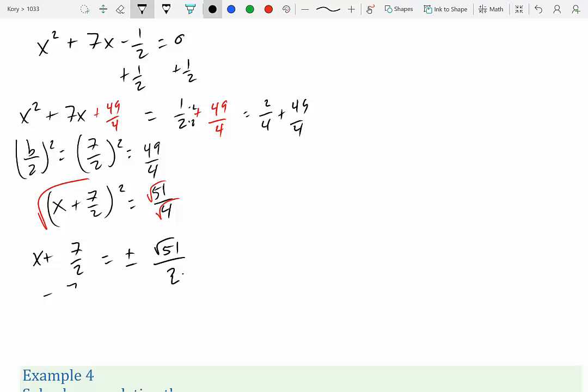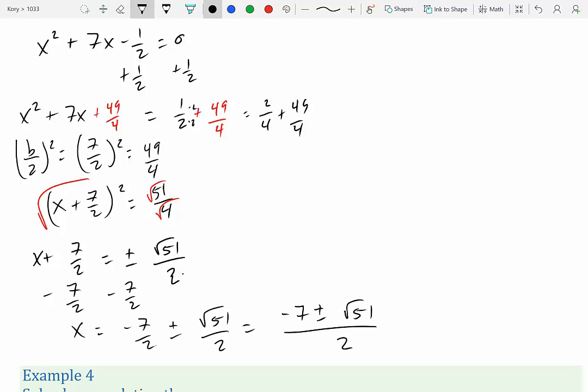So we're just going to subtract 7 over 2. So we have x equals negative 7 over 2 plus or minus the square root of 51 over 2. And you see how they have the same denominator? So you're going to write it with the same denominator. So that is negative 7 plus or minus the square root of 51, all over 2.